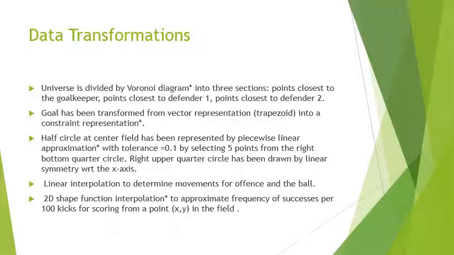The goal has been transformed from vector representation, which is similar to a trapezoid, into a constraint representation. The half circle at the center of the field has been represented by piecewise linear approximation, and I used a tolerance of 0.2 by selecting 5 points from the right bottom quarter circle, and the right upper quarter circle has been drawn by linear symmetry with respect to the x-axis. I used linear interpolation to determine movements for offense and the ball, and I also did 2D shape function interpolation to approximate frequency of success per 100 kicks by scoring from a point x, y on the field.